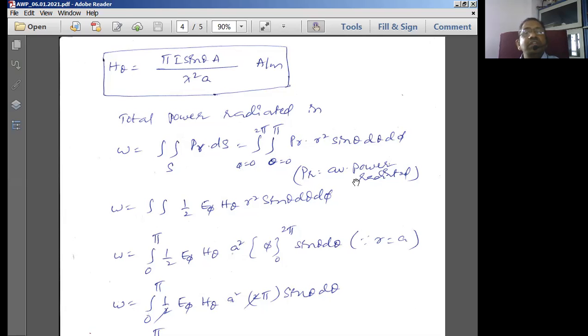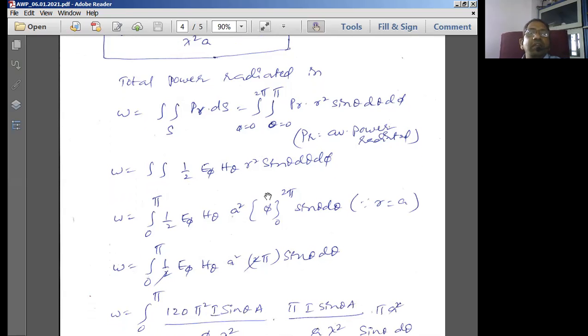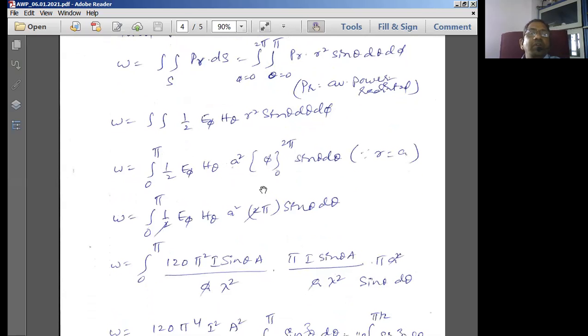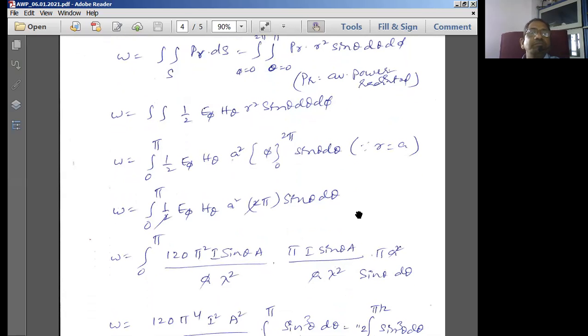Next, P_R is the average power radiated. What is the average power in terms of the vector components? It is half E phi H theta. That is the expression for the average power radiated, from the basics of electrical technology. Now we have to solve for this.